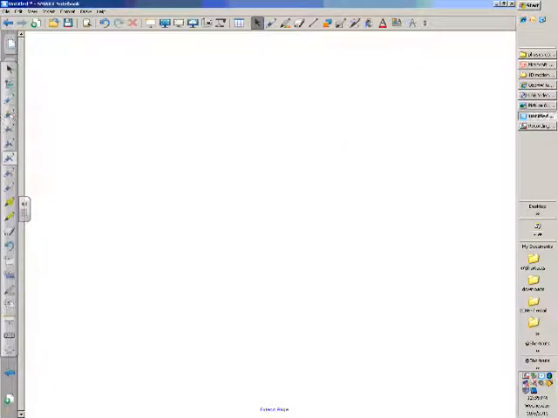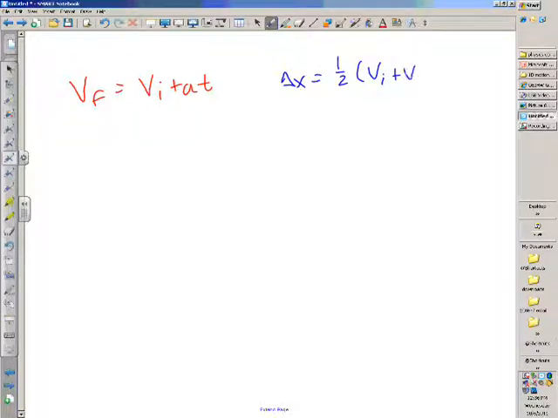The first equation looked like this. VF is equal to VI plus A times T. The second equation was delta x is equal to 1/2 VI plus VF times T. Okay? So what I'm going to do, notice here's a VF and here's a VF. VF appears in both of these equations. The final velocity of this motion appears in both equations.